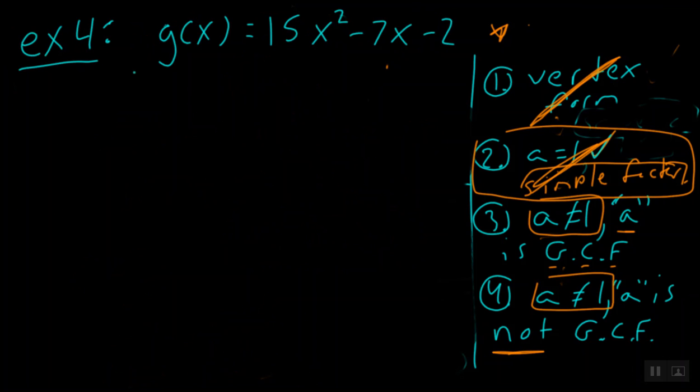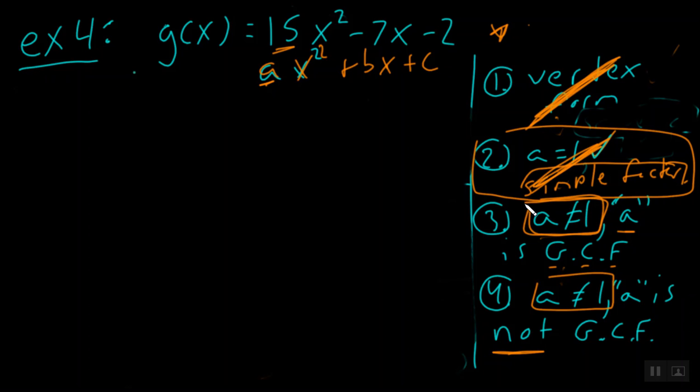Okay, here's example 4, and we have g of x is equal to 15x squared minus 7x minus 2. Well, firstly, we know it's in the form of ax squared plus bx plus c. So it's definitely not in vertex form. We know that our a value is 15, so a does definitely not equal 1.